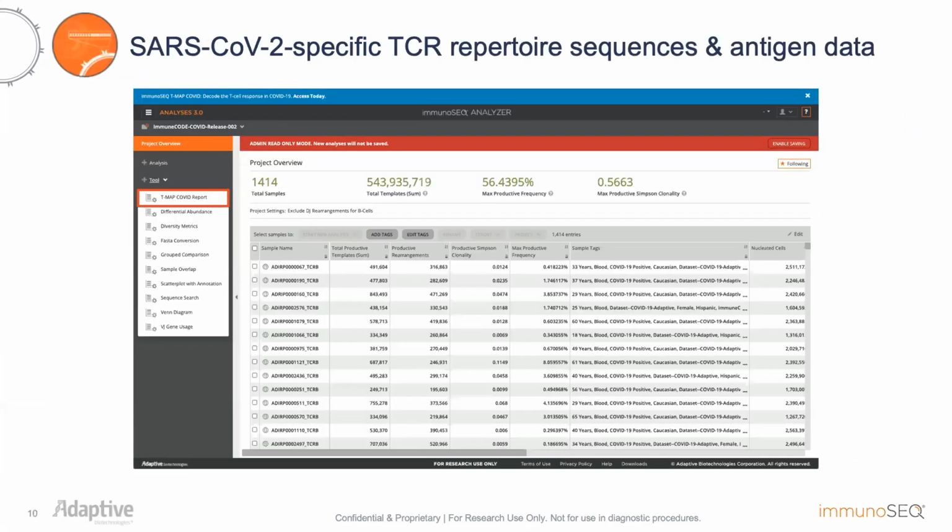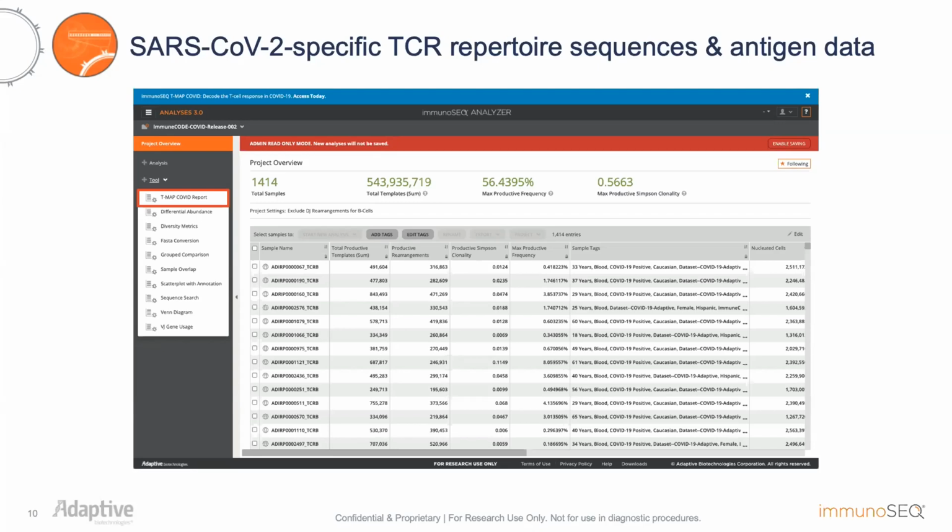If you open the data in the actual analyzer, you're able to see all of those over 1,400 samples, as well as their associated metadata, all the sequencing information, and you'll have full access to all of our features, functions, and tools to analyze this data.